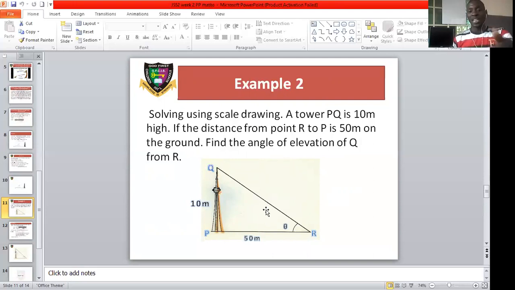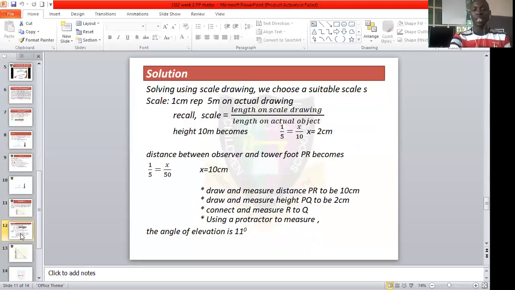What do you do now? Get your ruler. If you want to draw it on the scale drawing on your paper, PQ is now 2 centimeters and PR is now 10 centimeters. So draw a line. This is how you do it. Draw and measure your distance PR, 10 centimeters, using your ruler. Then draw PQ.